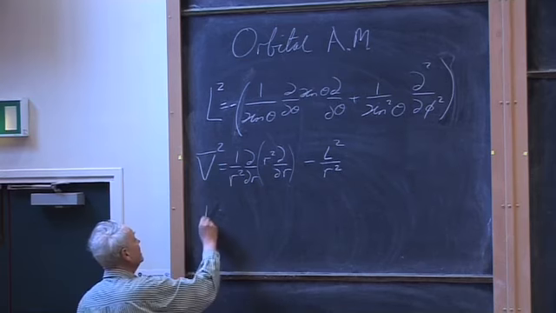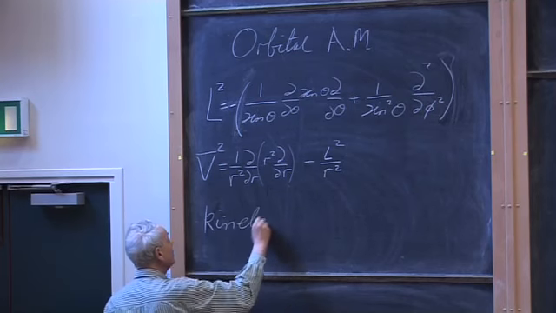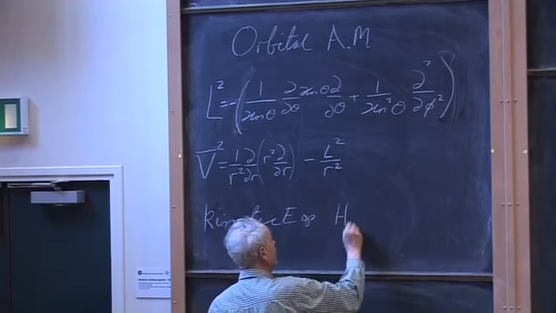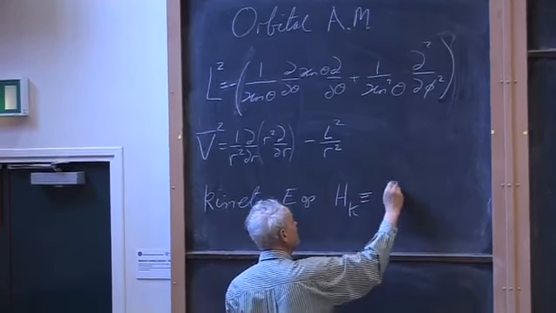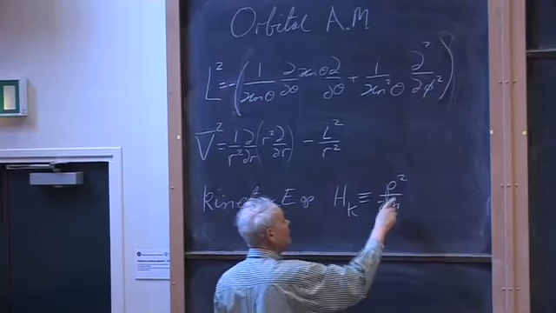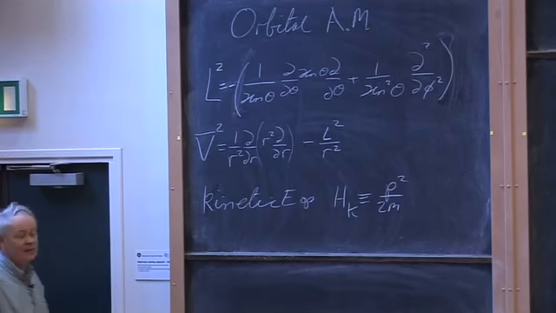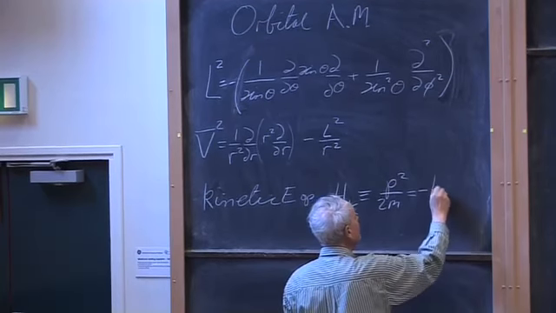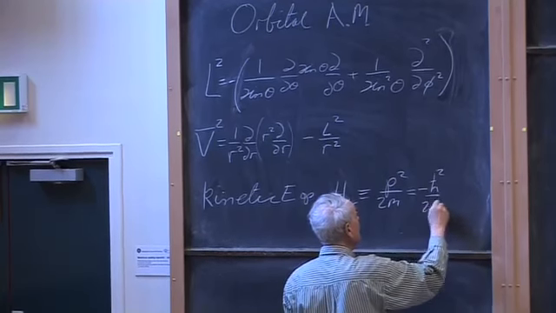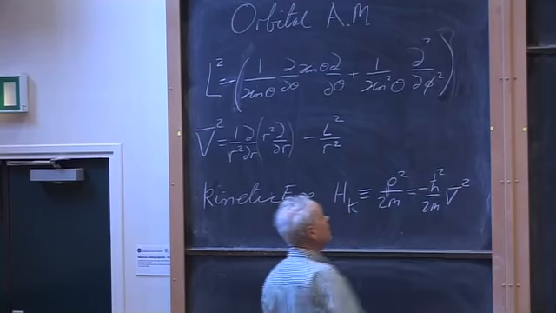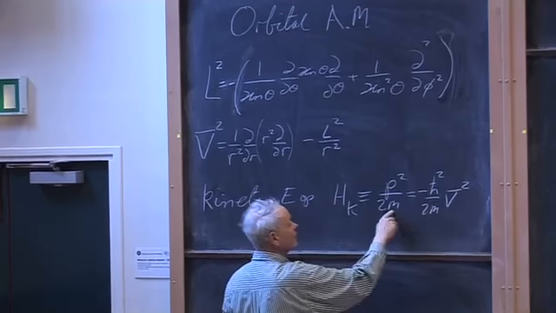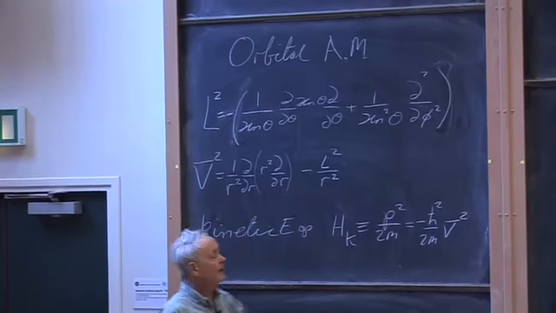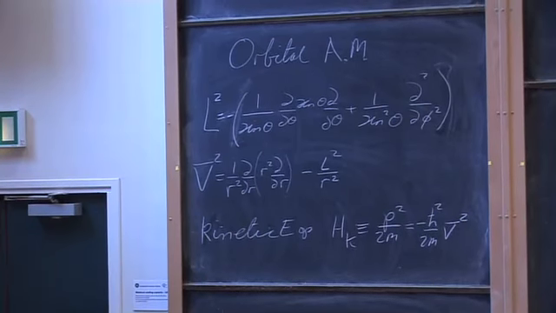We have that the kinetic energy operator, which we call H sub k, which means p squared over 2m, where this is px squared plus py squared plus pz squared, is also minus h bar squared over 2m times del squared. So in the position representation, this operator becomes this, right? Because p is minus i h bar times gradient.